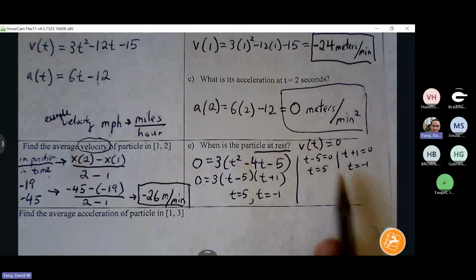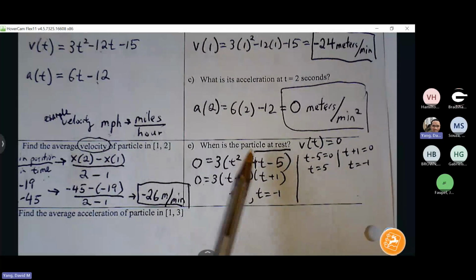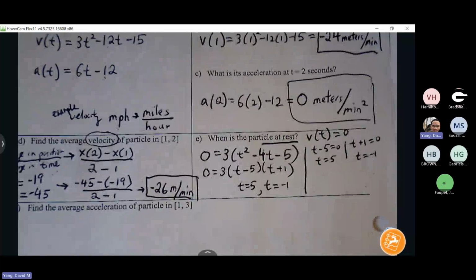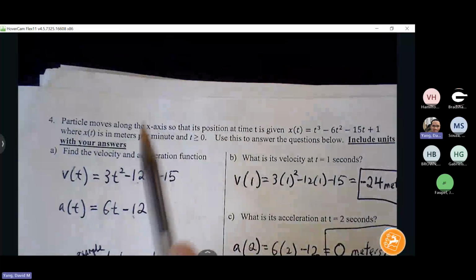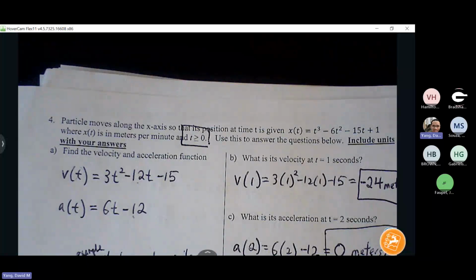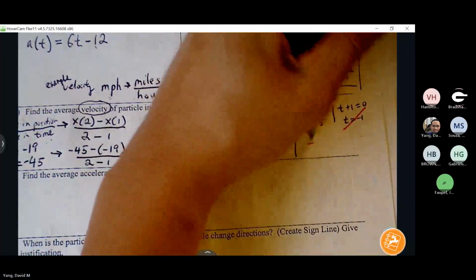So these t values, they could both work, but it depends on the domain, right? If it says use time for all real numbers, then we want to keep both these values. But is there a restriction on time? T is greater than or equal to 0. So we obviously have a value that is outside that domain. So we take negative 1 out, only 5 we keep.